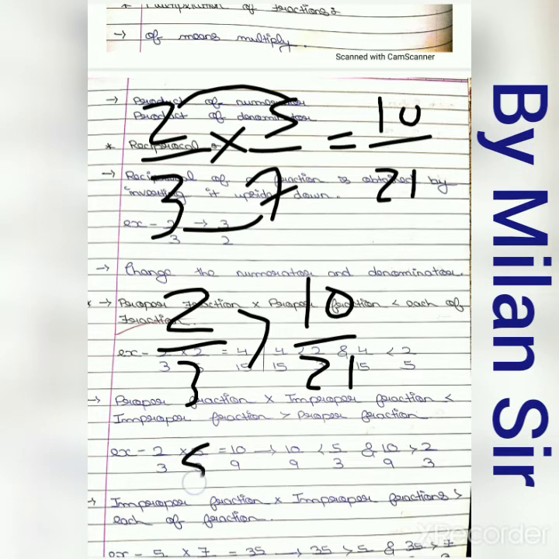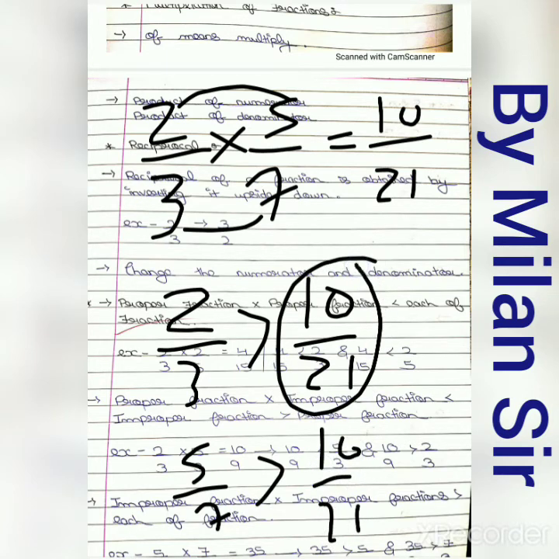Our answer 10 upon 21 is less than 2 by 3, and our answer 10 upon 21 is less than 5 upon 7. That means if we multiply two proper fractions, our answer is always less than the fractions in the question.